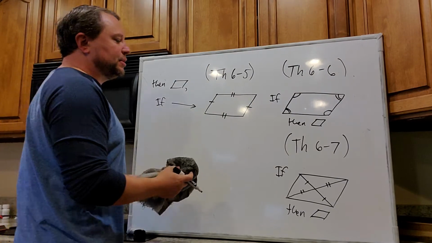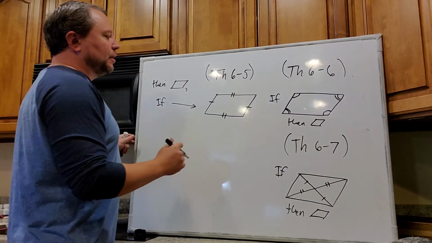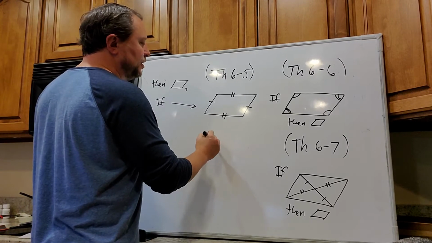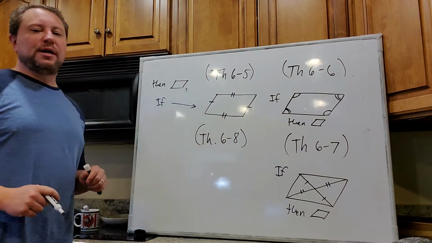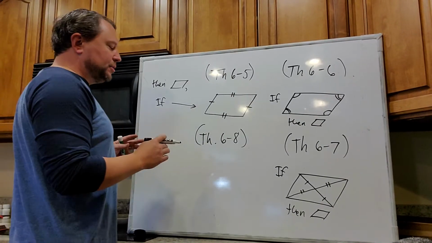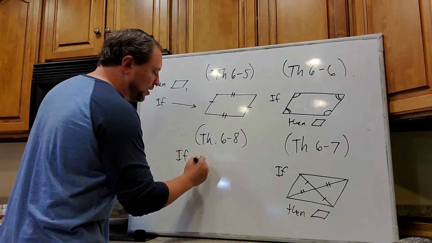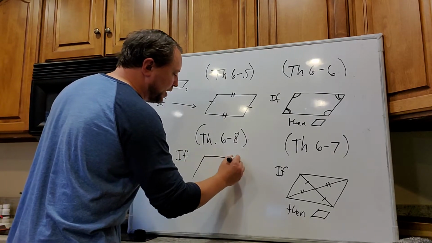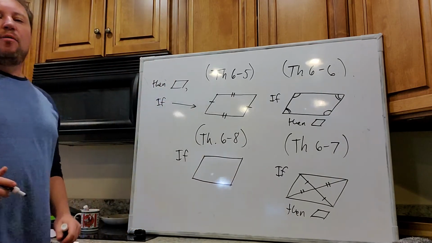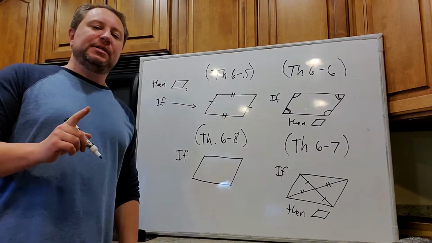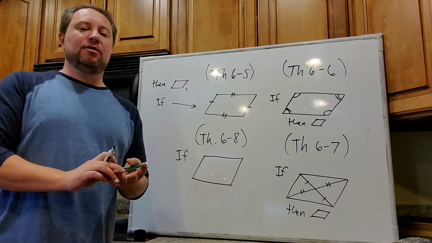So I do have still one more way to prove that it's a parallelogram. And this next one, this last one, of course, is going to be theorem 6-8, following theorem 6-7. And on this one, here's what we need to show. If I want to show something's a parallelogram, if I could show that one pair of opposite sides are both parallel and congruent.